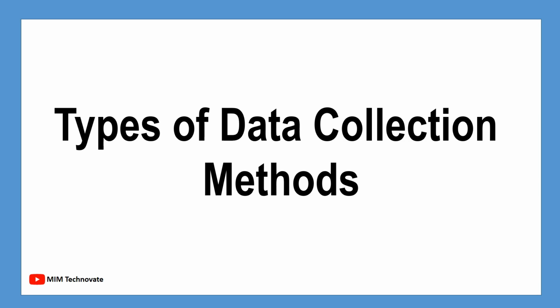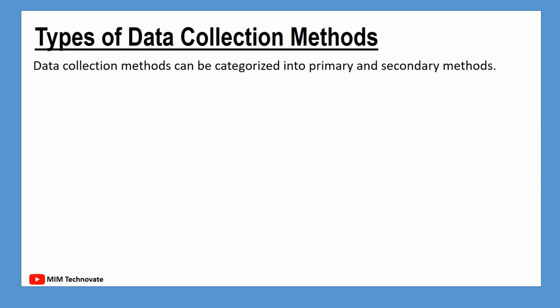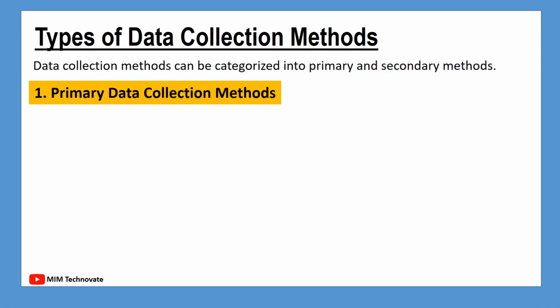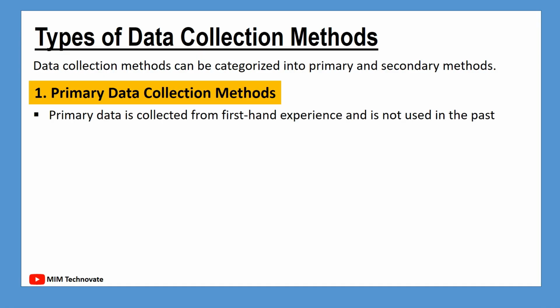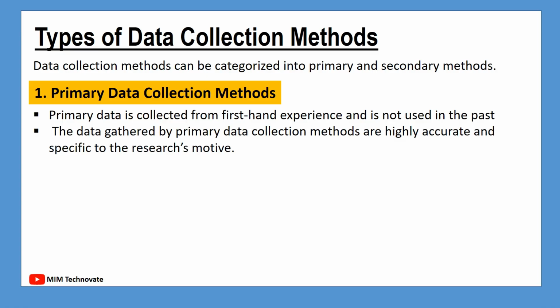Types of data collection methods. Data collection methods can be categorized into primary and secondary methods. 1. Primary data collection methods. Primary data is collected from first-hand experience and has not been used in the past. The data gathered by primary data collection methods are highly accurate and specific to the research's motive.